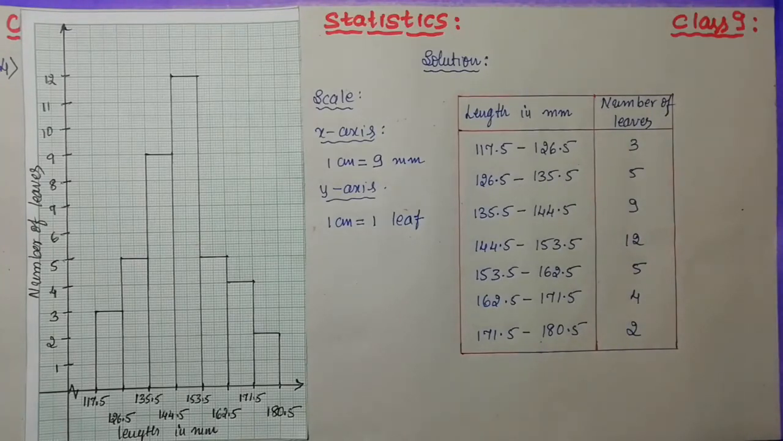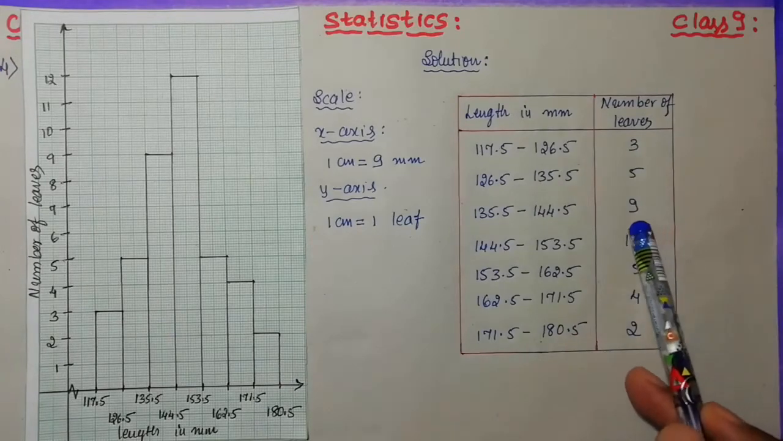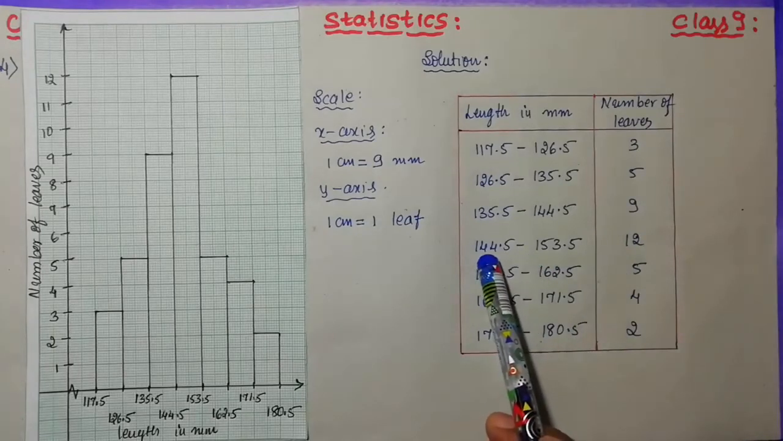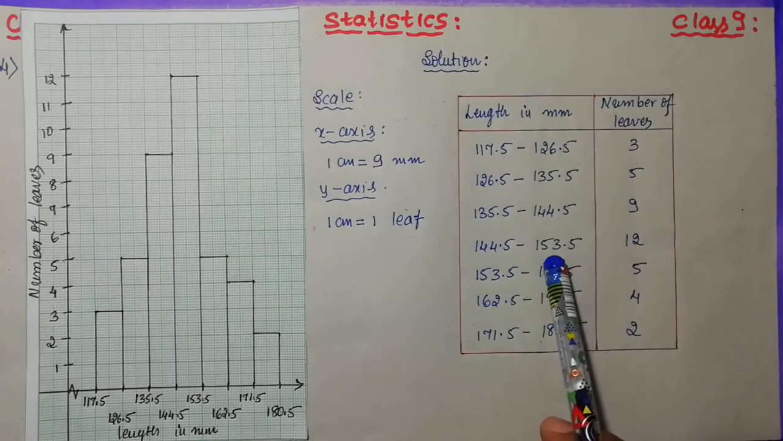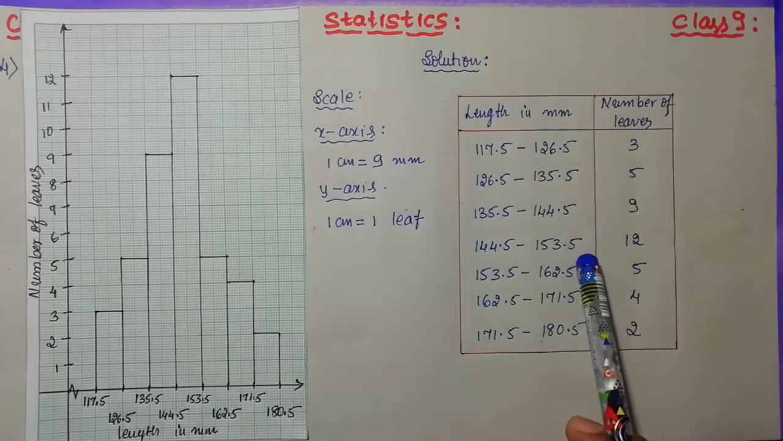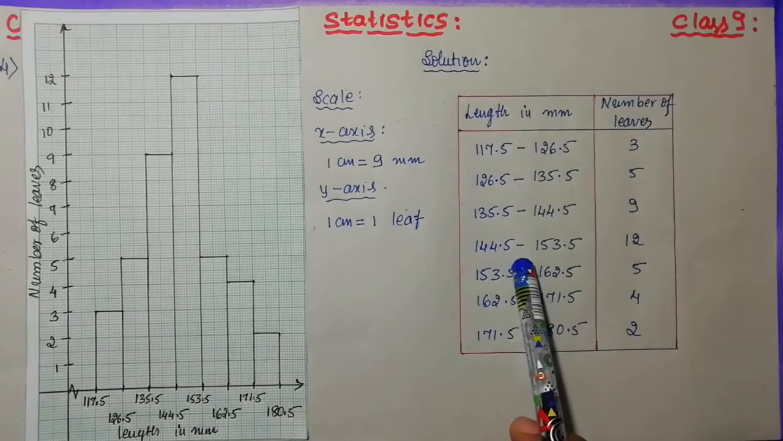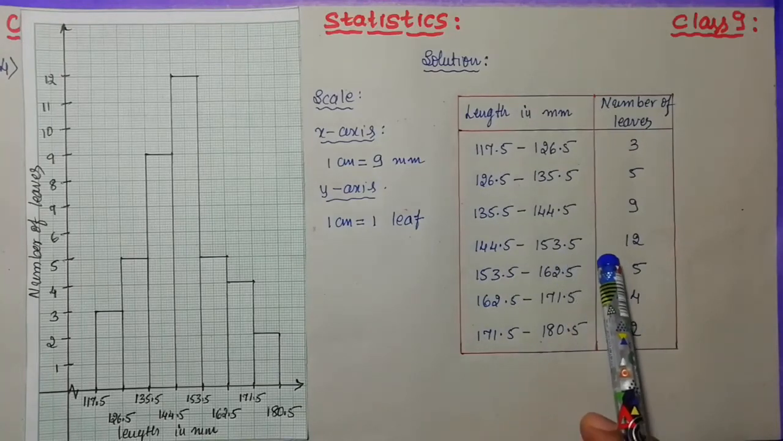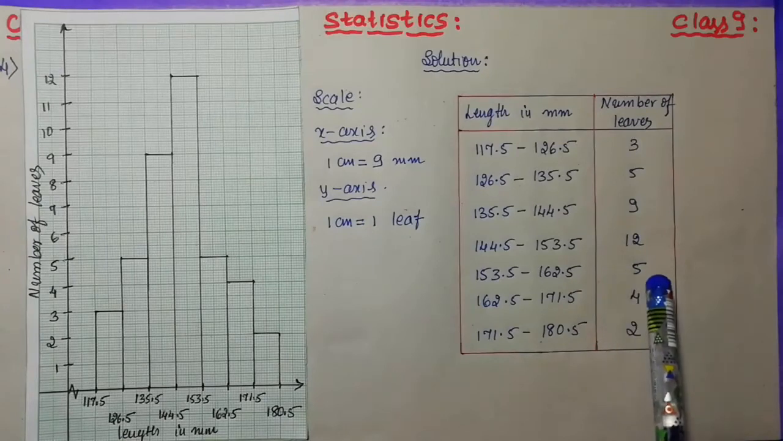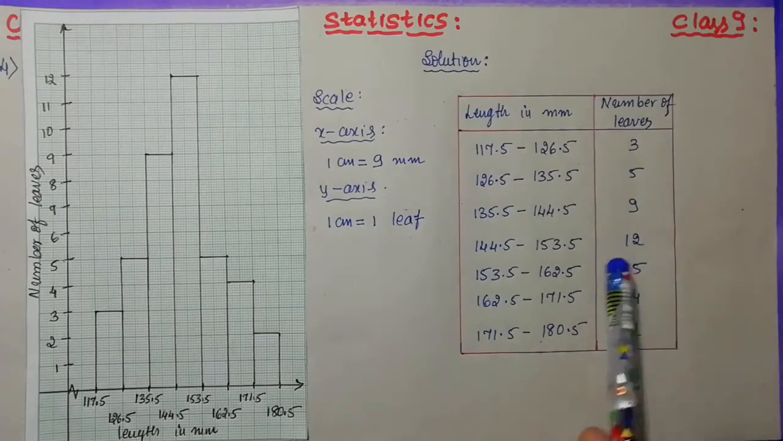It is not correct, because you need to write down like this. I'm going to convey for you orally. Because the 12 leaves which belong to the class interval 144.5 to 153.5 can have any dimension between 144.5 millimeter to 153.5 millimeter. So we can't exactly say their dimension is exactly 153 millimeter. Therefore, it is incorrect. This is the correct answer.